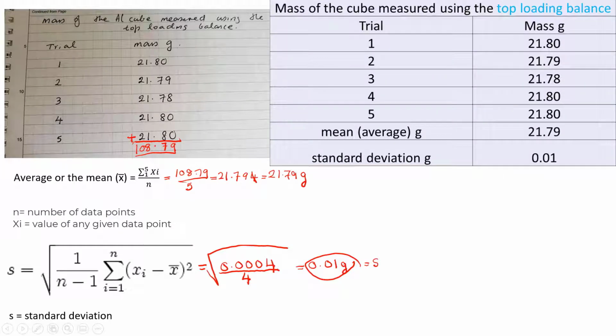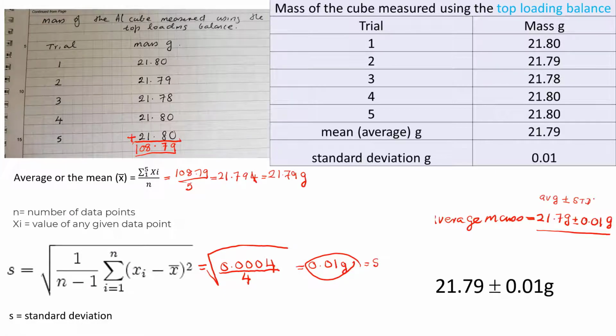Here I have calculated the mean, the average or the x bar, and the standard deviation using Excel. The standard deviation informs us of the uncertainty associated with this mean. So we always report the mean with the standard deviation like this. Now we have the mass of the cube determined to 4 significant figures.